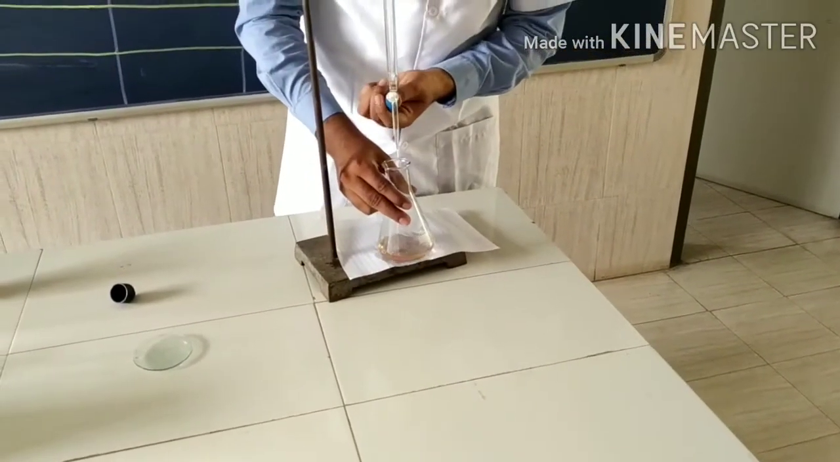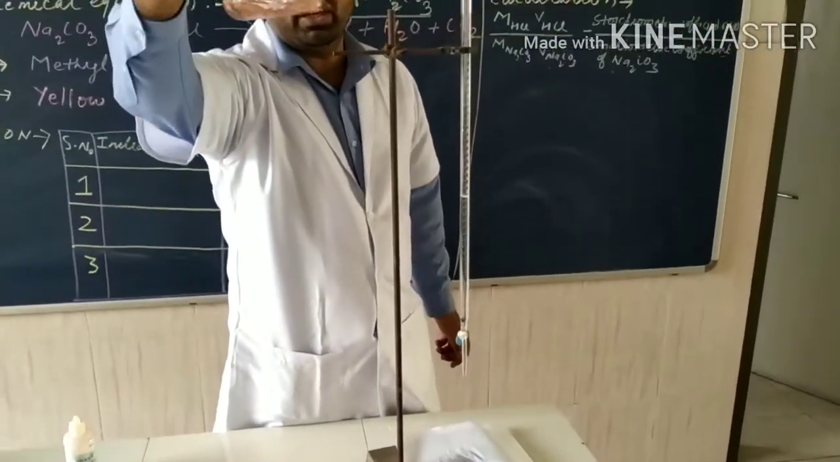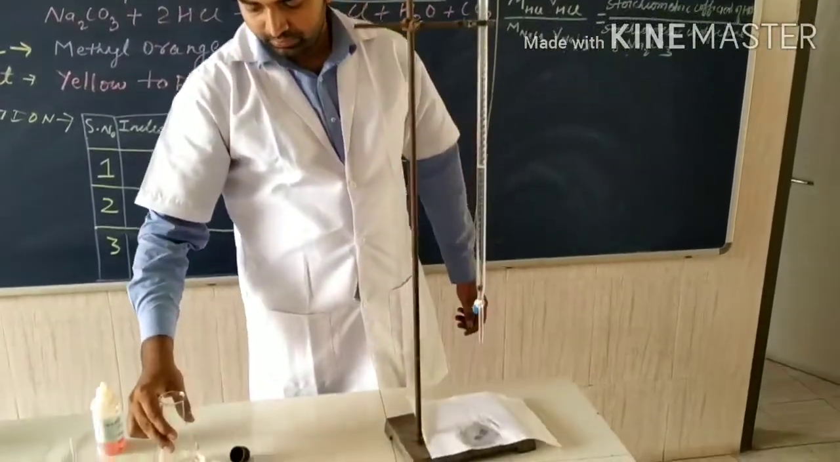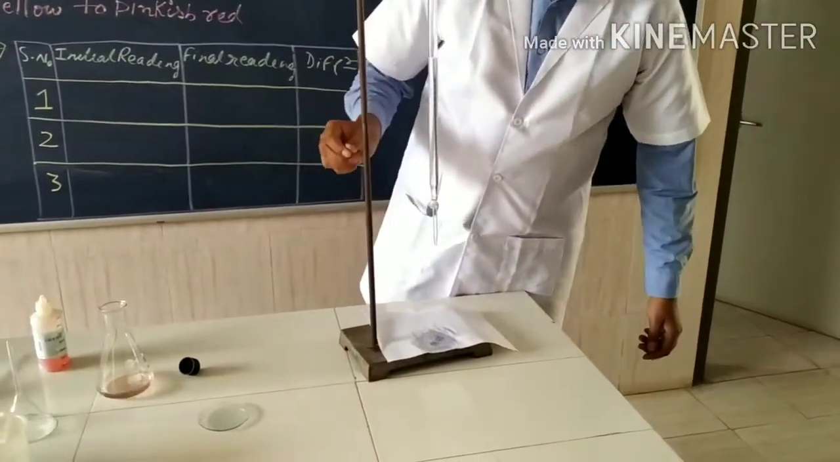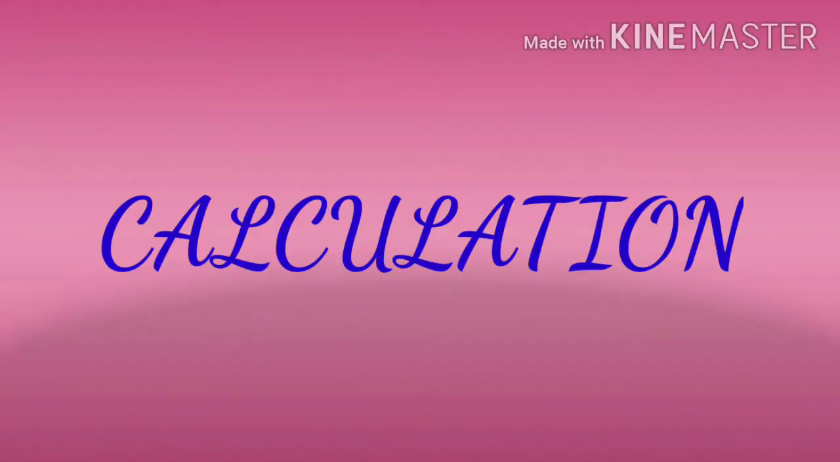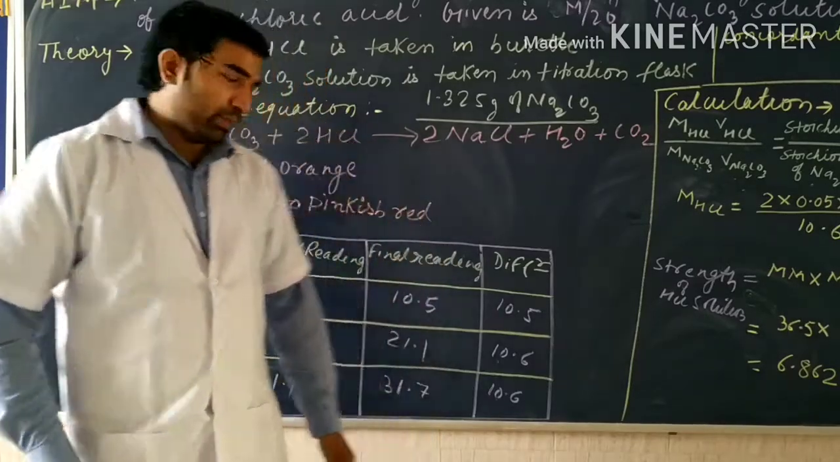See, the color just changes from yellow to pinkish red. And the reading is 31.7. Now move to the calculation part.